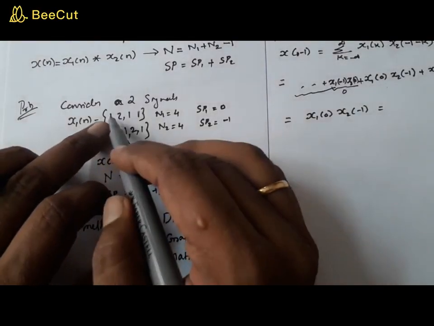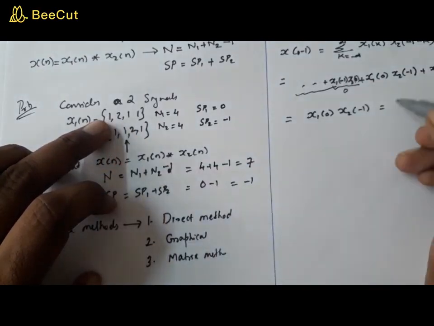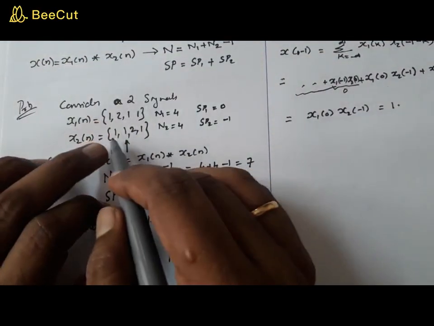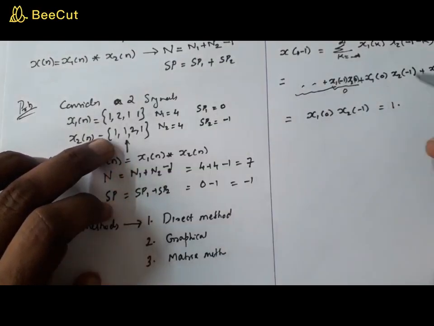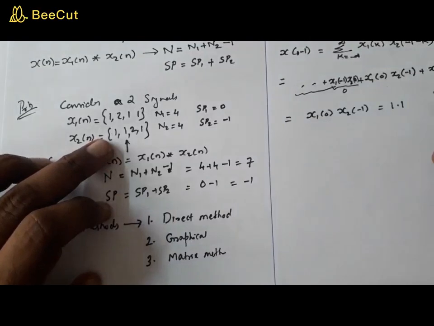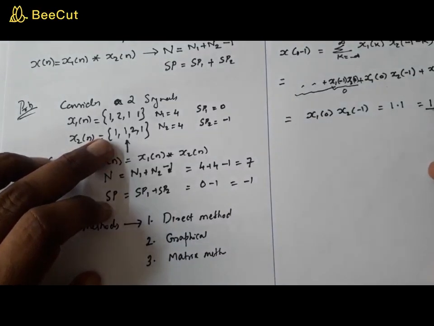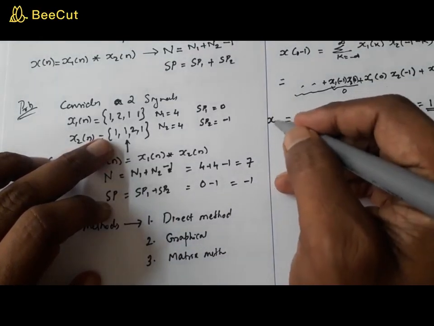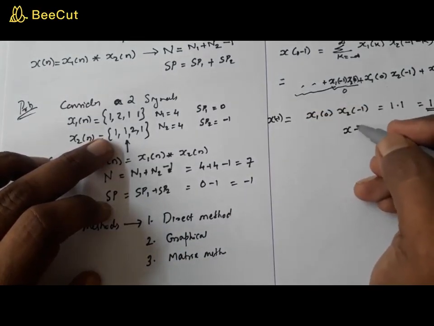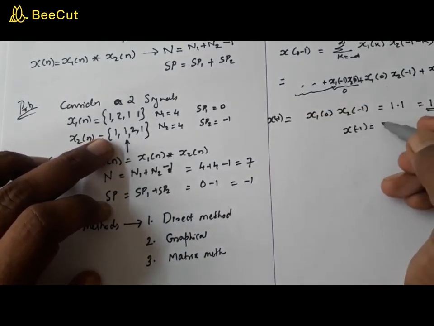From this sample, what is x1 of 0? x1 of 0 is this one. So I'm going to put that into what is x2 of minus 1? x2 of minus 1 is this one. So you must be very careful in taking the samples from this sequence. So the answer is 1. That is x of minus 1. So you found out that x of minus 1 is equal to 1.